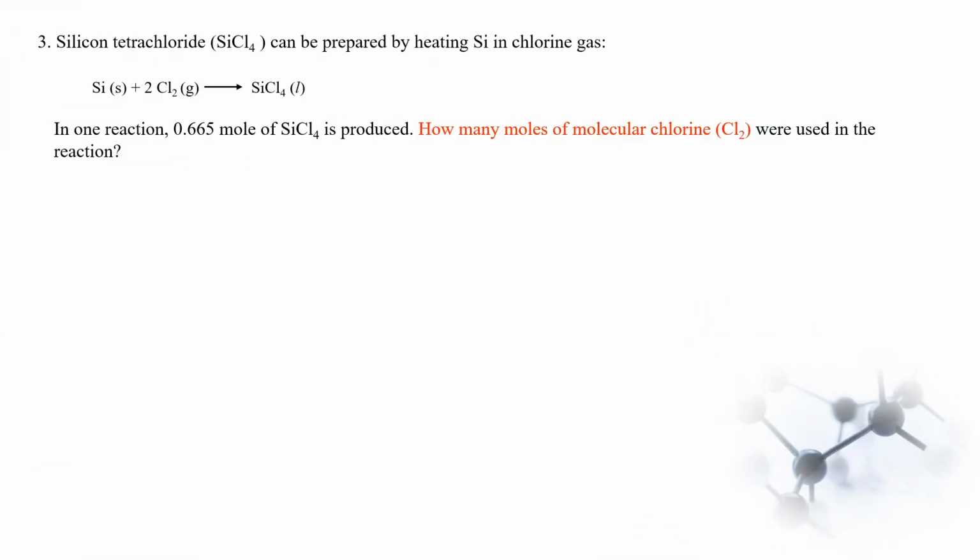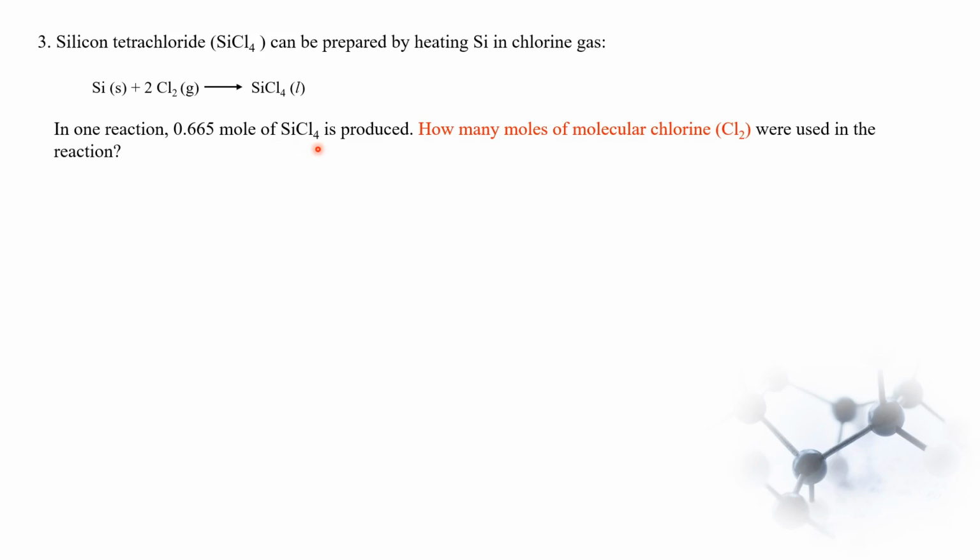Third question. Silicon tetrachloride, SiCl4, can be prepared by heating silicon in chlorine gas. You can see the balanced equation is given. 1 mole of silicon reacts with 2 moles of chlorine to produce 1 mole of SiCl4. In one reaction, 0.665 moles of SiCl4 is produced. How many moles of molecular chlorine were used in this reaction?